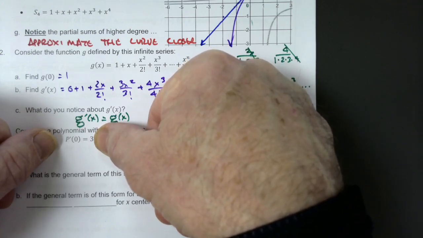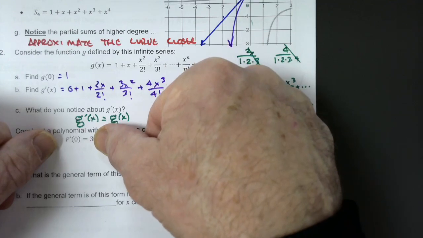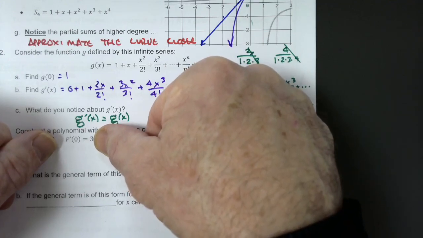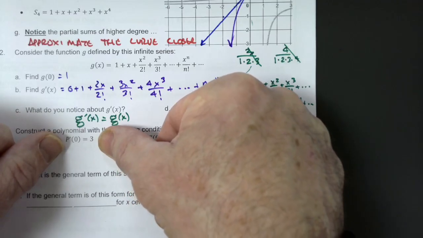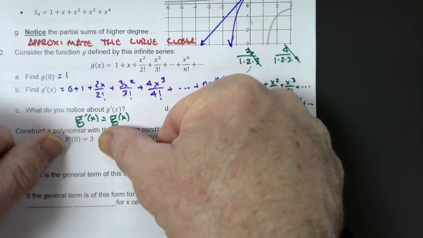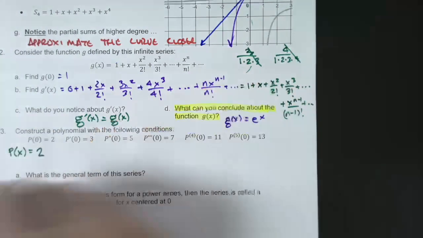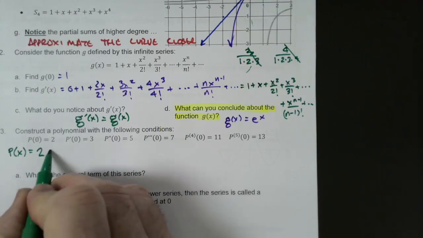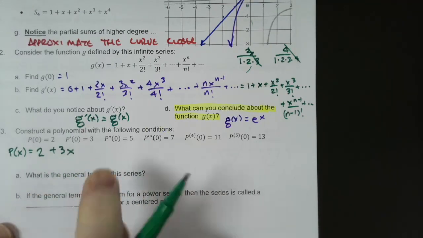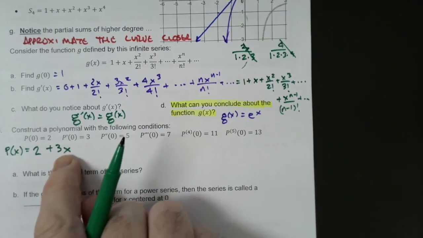X squared and above, right? Derivative of x squared is 2x. Got an x in it. X cubed is going to be a 3x squared. Still has an x in it. Which one will be a constant value? The one that has what? X to what power? First power. So really what they're telling us when they give us this, they're actually telling us that the coefficient of the x to the first power has to be 3, right? Because the derivative of that will give us 3. Okay.